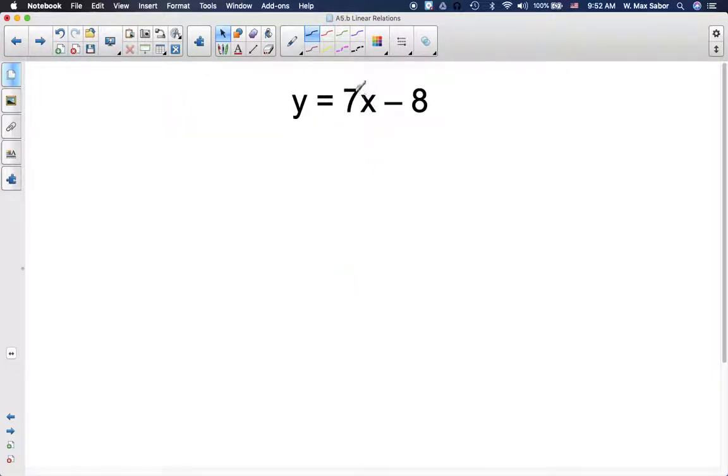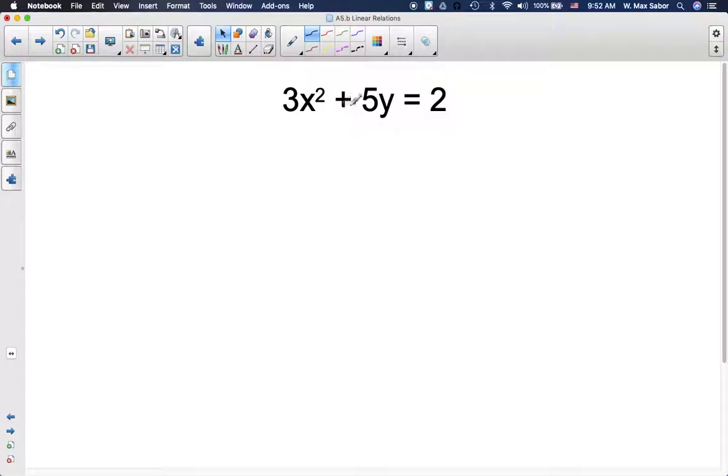Here, there's addition, there's subtraction, there's multiplication. The variables aren't multiplied together, so this is linear. Here, there's addition, multiplication. The variables aren't multiplied together. This is linear.